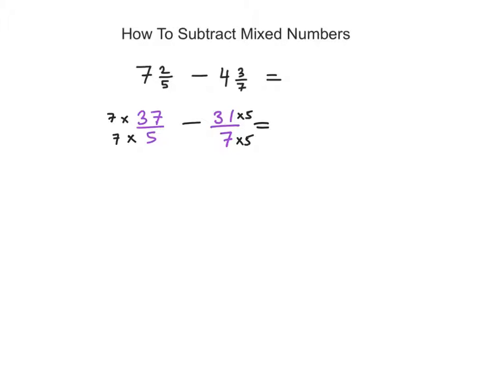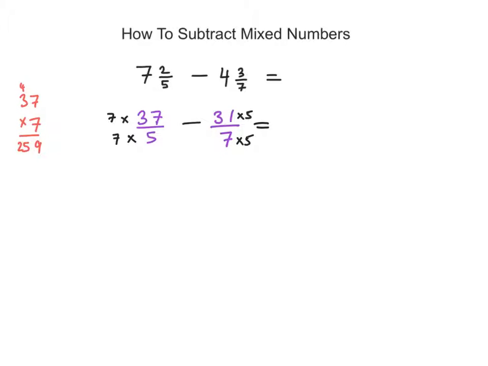So 7 times 37, well, let's quickly do a column method of that. 7 times 37 is just 7 times 7 is 49. Carry the 4 there. 7 times 3 is 21, plus 4 is 25.